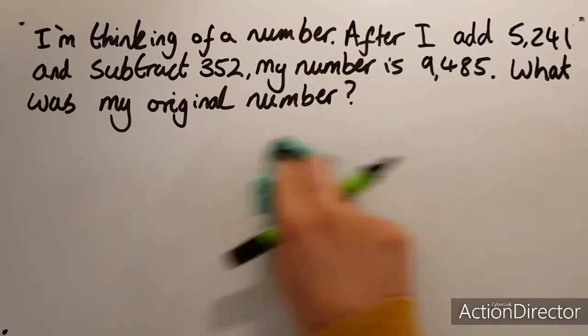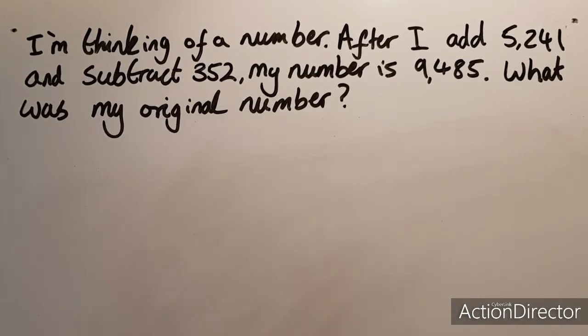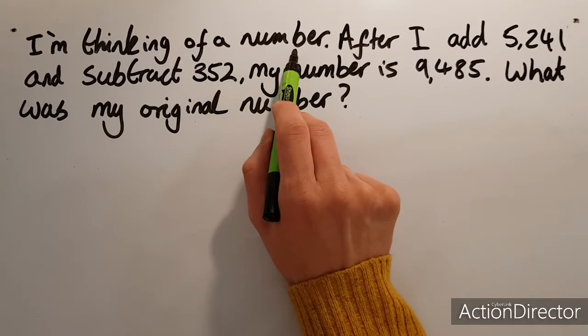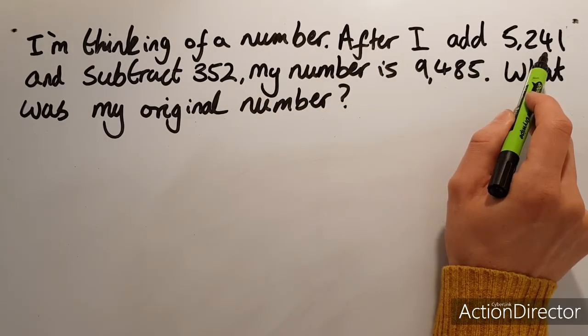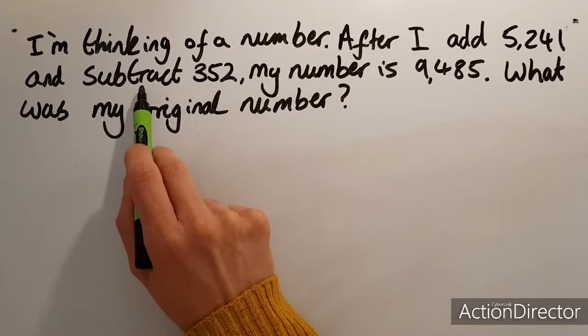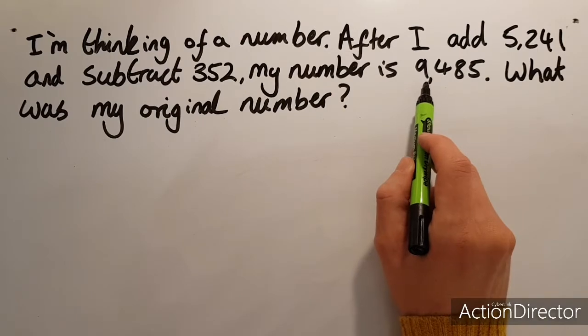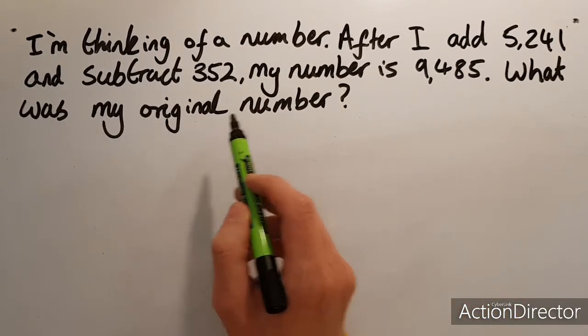And we're going to be using that knowledge to help us solve this problem that I have. So let's have a look. The question says this: I'm thinking of a number. After I add 5,241 and subtract 352, my number is 9,485. What was my original number?